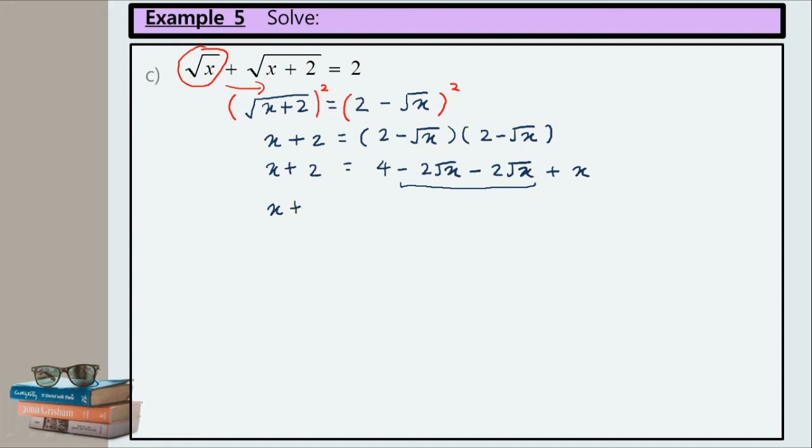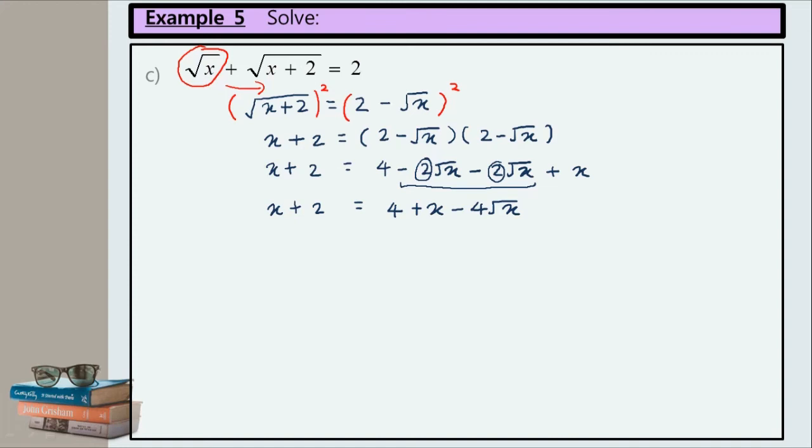We will have x plus 2 equal to 4 plus x, negative 2 set x minus 2 set x, negative 2 minus 2, so negative 4 set x. Okay, so now kita still ada set kan, jadi we cannot solve lagi. Okay, so apa yang kita kena buat? We need to rearrange.